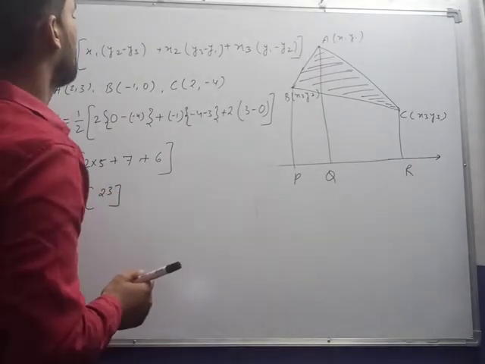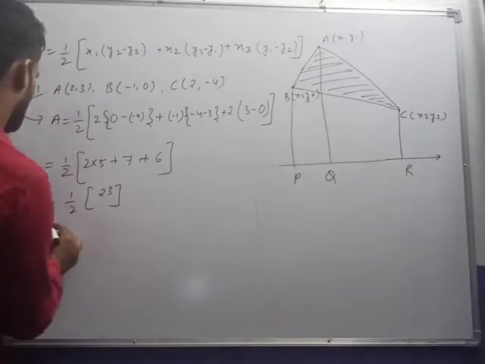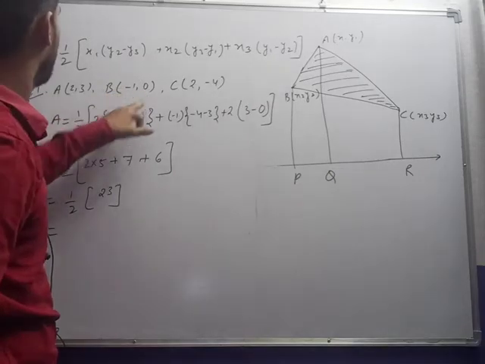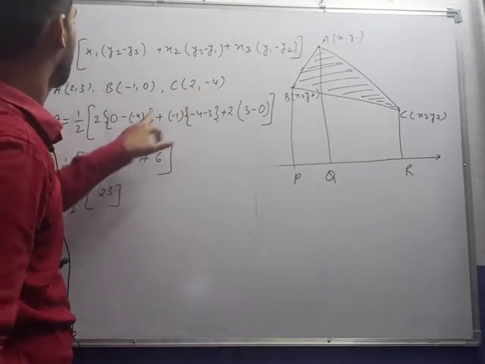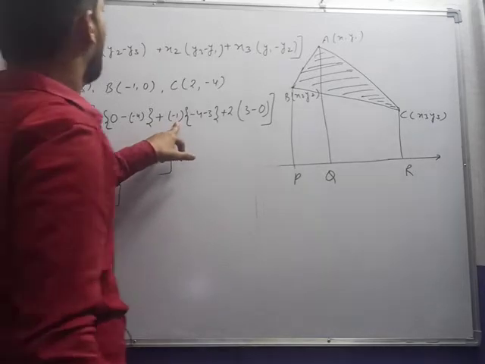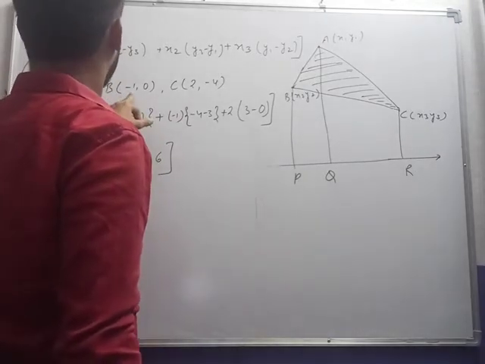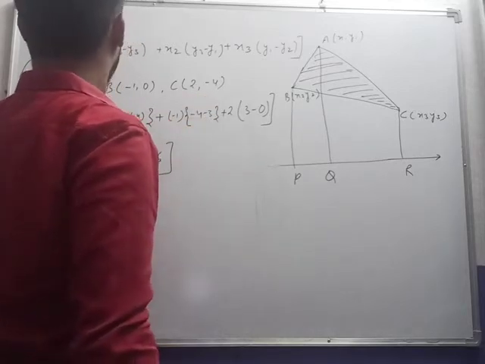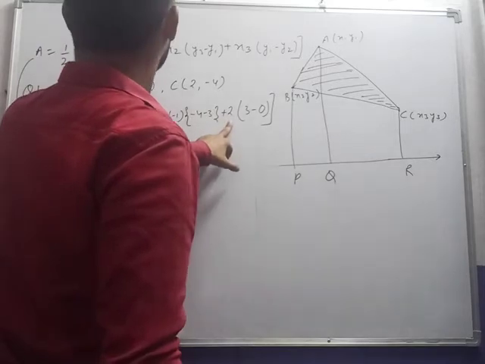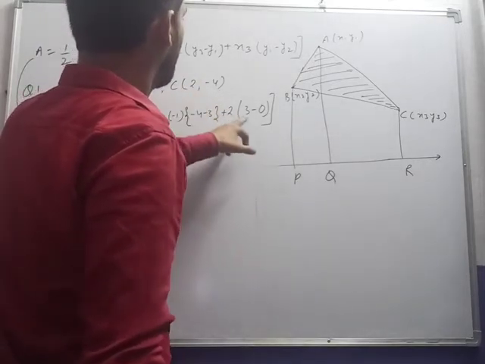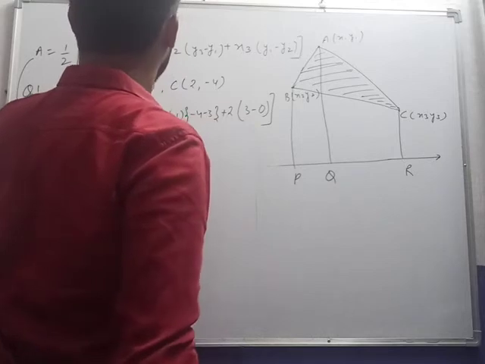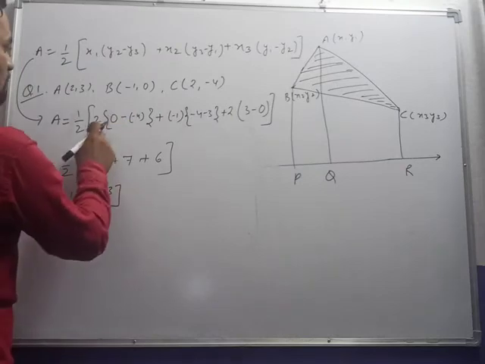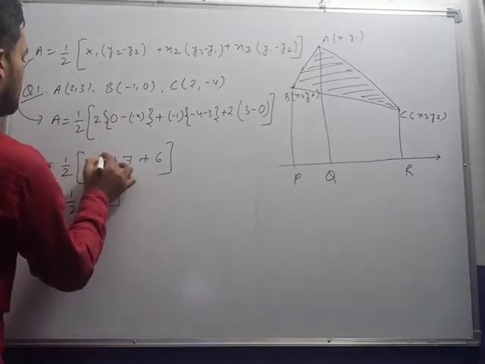Somewhere we are making little mistakes. One more time, let me check. 1 by 2, x1 times y2 which is 0 minus y3 which is -4, that is very correct. Then x2 is -1, y3 which is -4 minus y1, okay. Then plus x3 which is 2, then y1 is 3 and y2 is 0, no problem. So 1 by 2, this will be 4 only.